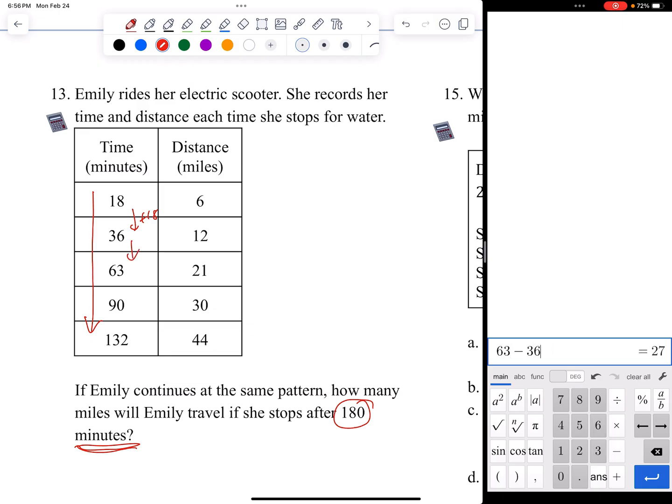63 minus 36 is 27. What the heck? What about multiplication? 18 times 2 is 36. 36 times 2, what does that give me? It's 72. No, that does not work. So that doesn't help me, going up and down. Is there a pattern going left or right?